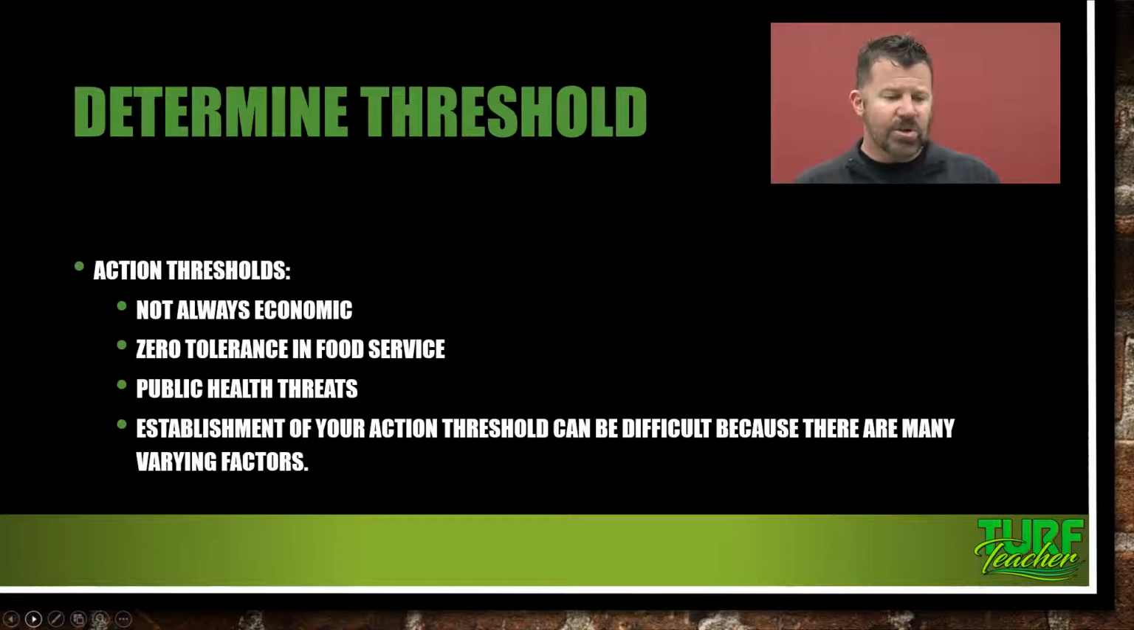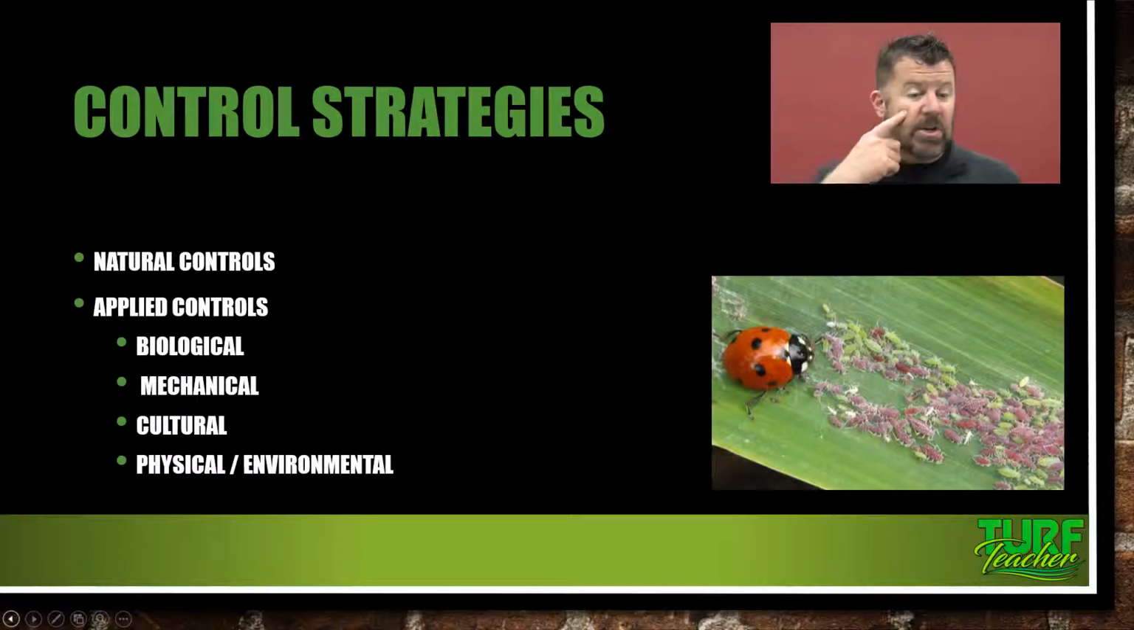Determine that threshold again. Action thresholds are not always economic. It's zero tolerance in food service, so they have to get rid of the mice and the ants and the cockroaches and everything because of any public health threats. And the establishment of your action threshold can be difficult because there are many varying factors for it. And again, knowledge is key there, guys.